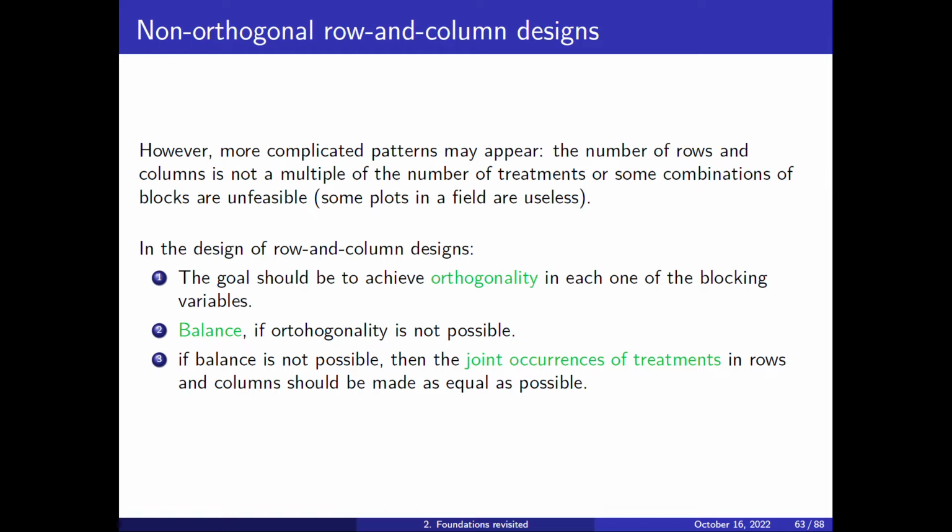And in the design of row and column designs, the goal should be to achieve orthogonality in each one of the blocking variables, and to choose balance if orthogonality is not possible. And if balance is not possible, then at least the joint occurrences of treatments in rows and columns should be made as equal as possible. So our first goal should be orthogonality, then if not, we should try to balance, and if not, we should try at least to make them as similar as possible.